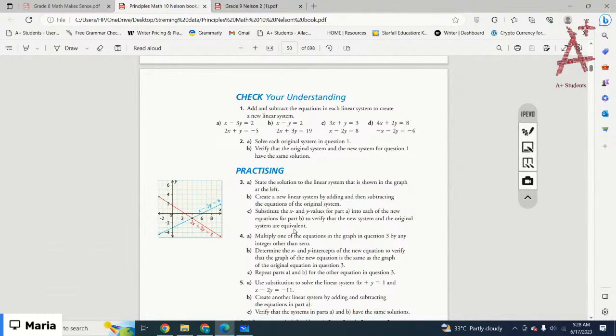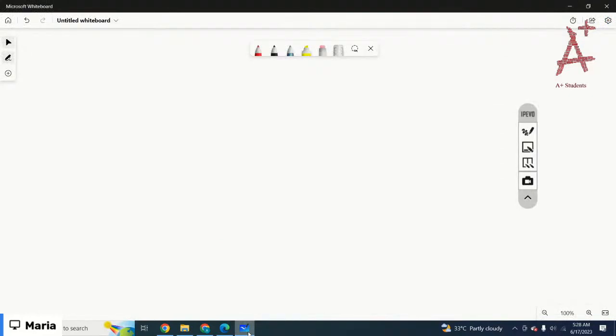So first of all, we have to state the solution. The solution is the point where both the graphs, both the lines, are intersecting each other. So the point is x is 4 and y is negative 1. That means the solution of the system is 4 and negative 1.